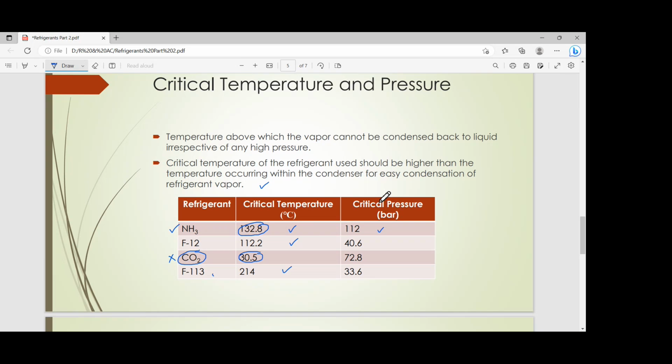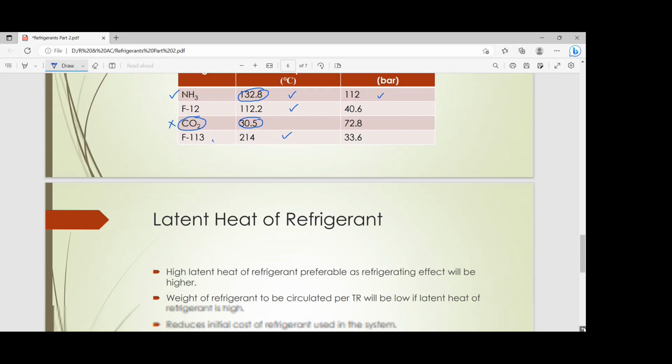Okay, so to summarize, as we have done so far, your boiling point should be low, your freezing point should be low, your condenser and evaporator pressure should be positive, but it should not be too high when compared with the atmospheric pressure. Now, the critical temperature and pressure should be as high as possible, beyond the operating temperature and pressure of your refrigeration system.